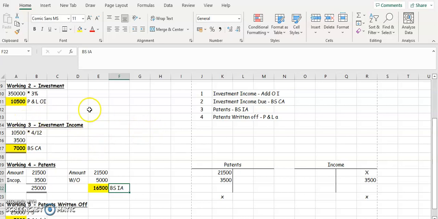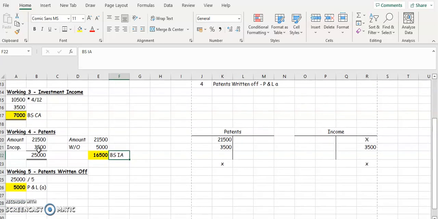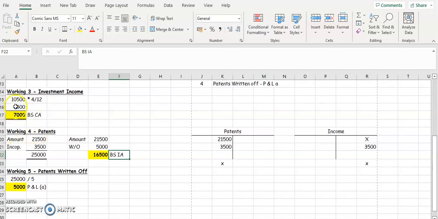Second thing, I usually do the investment income due here, just keeping it neat and tidy together. So of this 10,500, 4 months were incorporated as part of our patents. So we're going to take this 10,500, multiply by 4/12. That's going to give you 3,500. So what we've to receive then is this 7,000. That goes into the balance sheet as a current asset. We got our patents then, so we need to take this 3,500 out of our patents by adding it on.